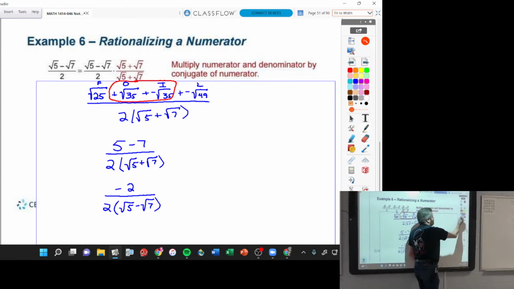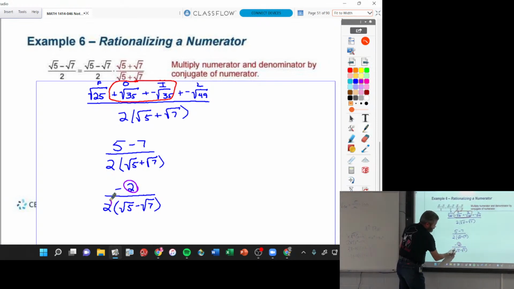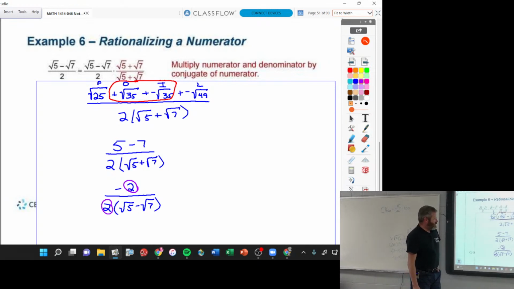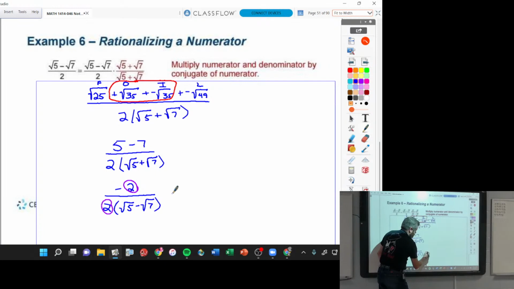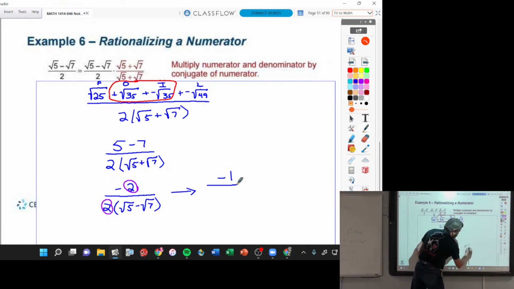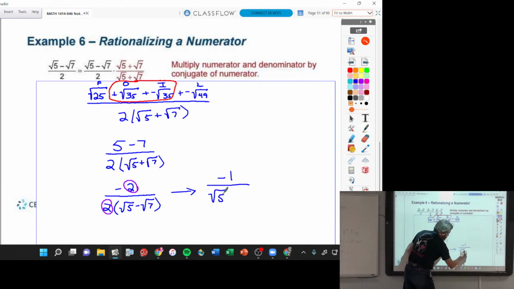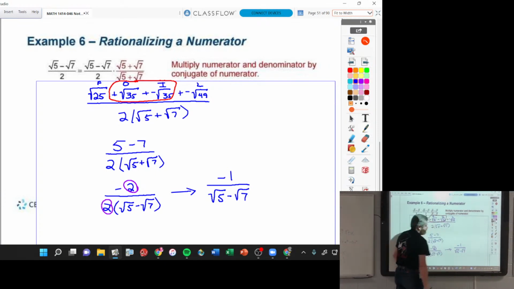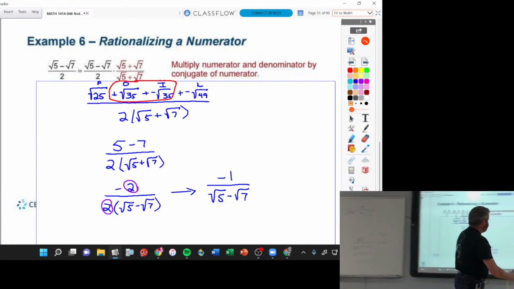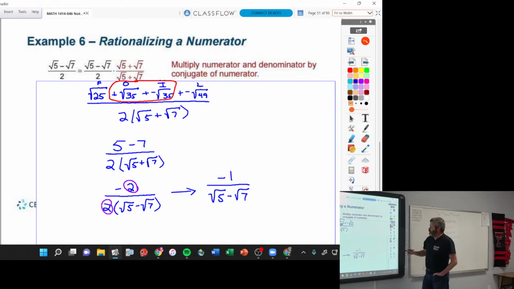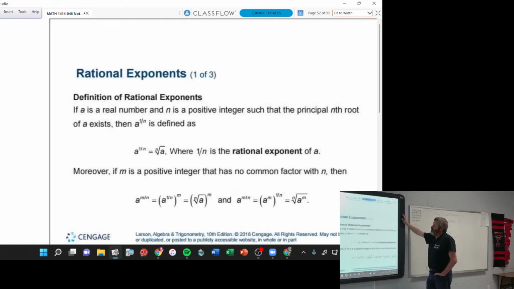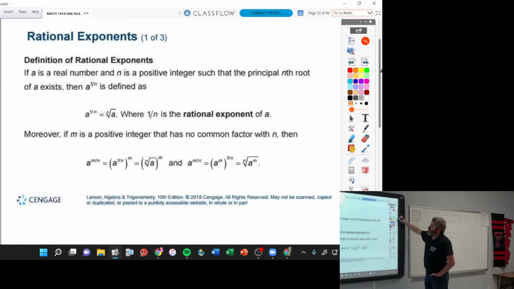And if you'll notice here, I have a 2 divided by 2. They cancel. That's just a 1. So my final answer is negative 1 over the square root of 5 minus the square root of 7. And I did, in fact, rationalize the denominator, which is what they wanted me to do.